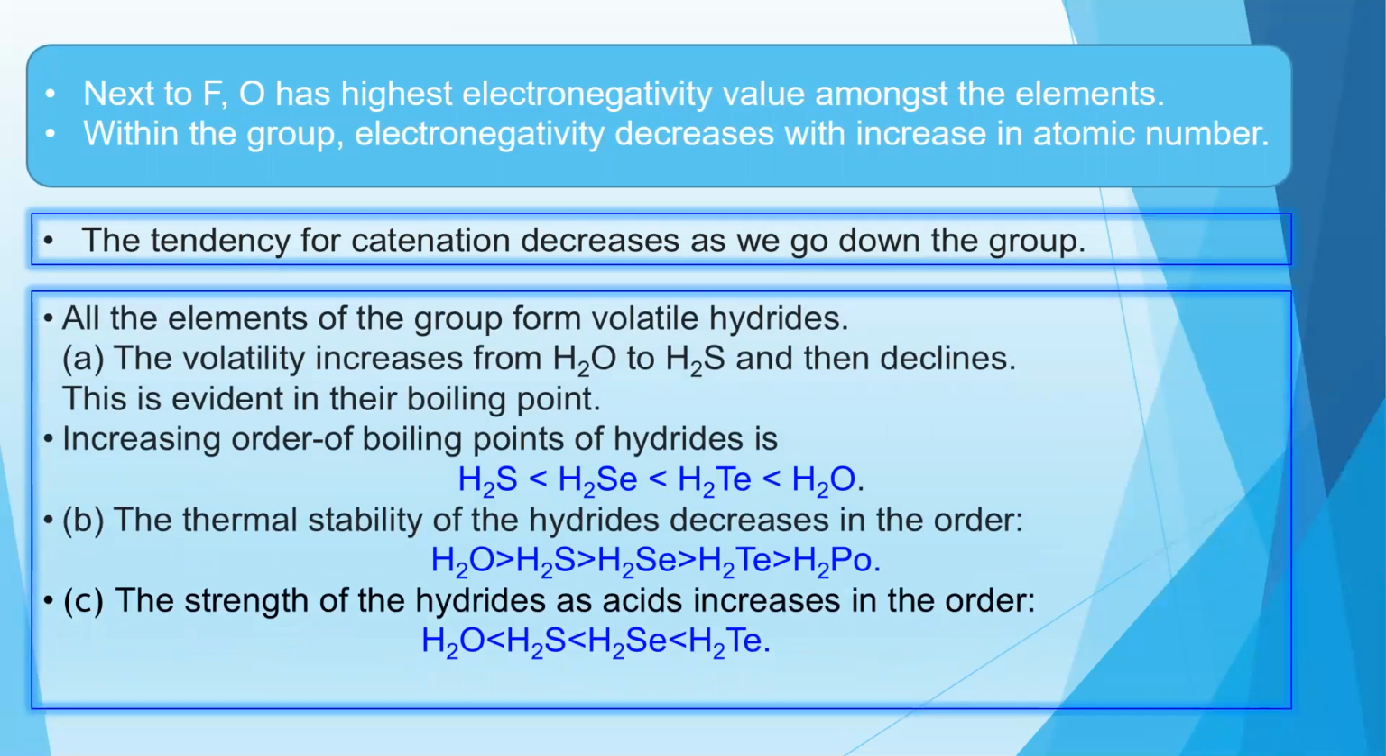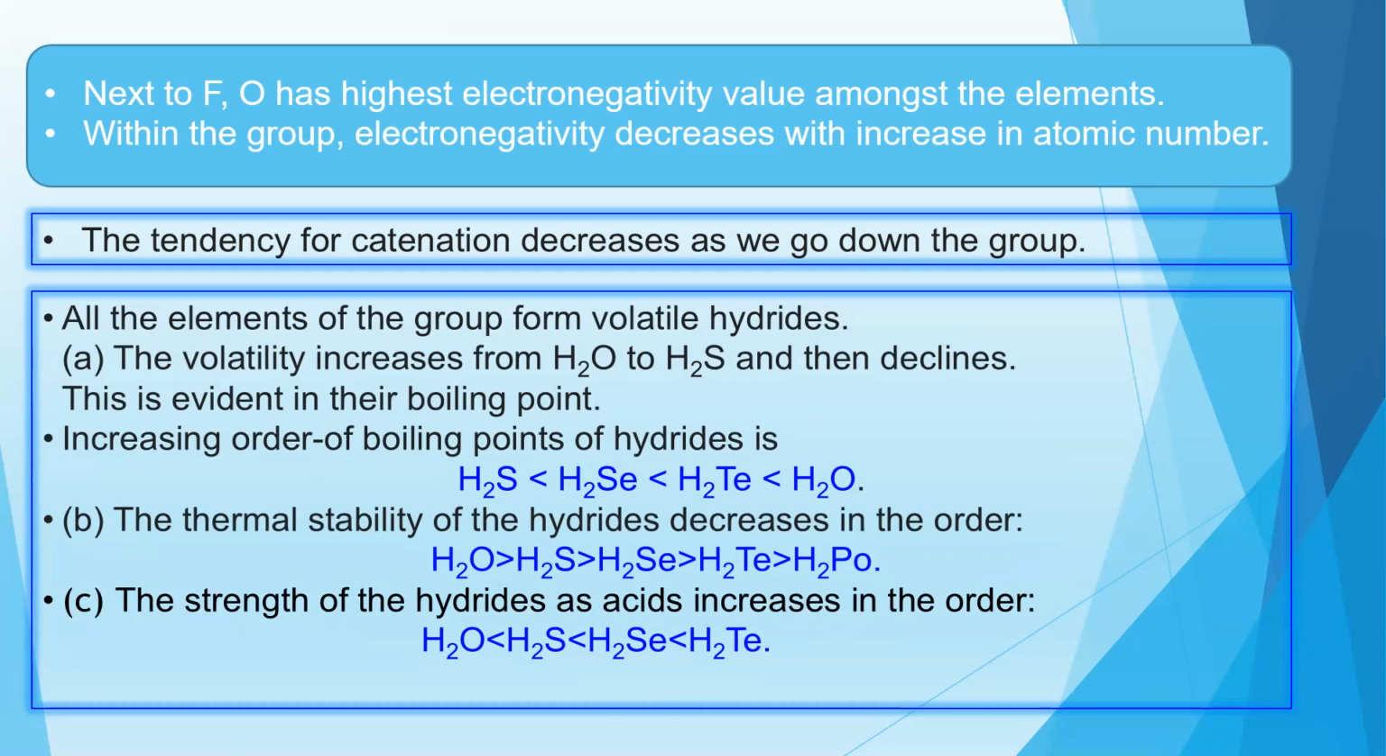All the elements of the group form volatile hydrides. What is meant by volatile? The one which can evaporate easily at room temperature. Hence, group 16 elements form volatile hydrides. The volatility increases from hydrogen oxide to hydrogen sulfide and then it declines. This is evident in their boiling points.